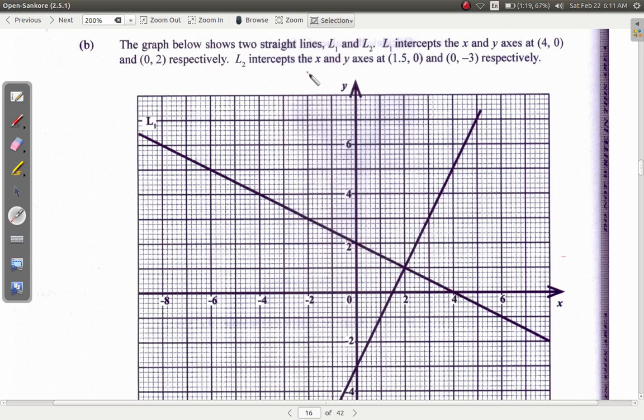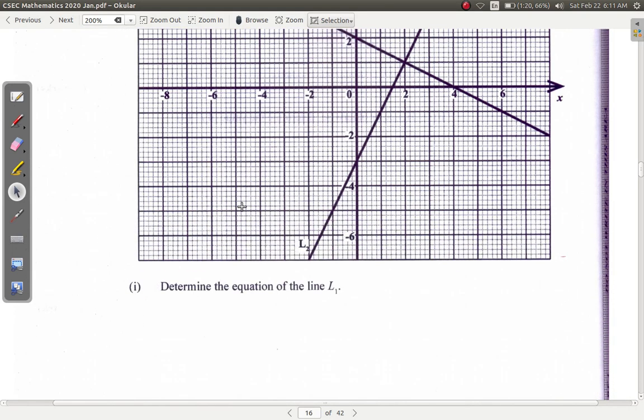L2 intersects the x-axis at (1.5, 0), right here. The 0 means it's right on the x-axis, it doesn't go up or down. And (0, -3): when x is 0, that's right in the middle on the y-axis, negative 3. They didn't write all the numbers, they left out the 1 and the 3. Respectively.